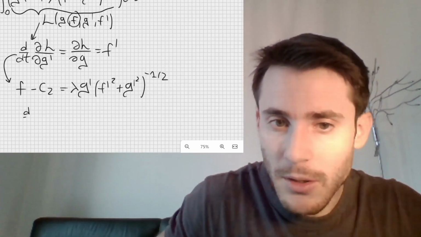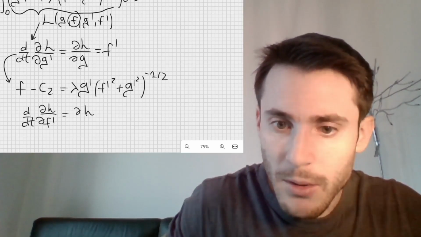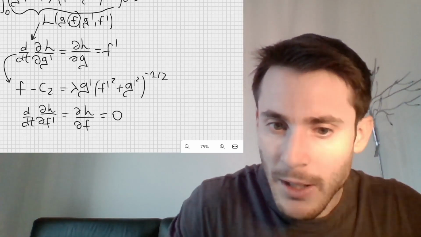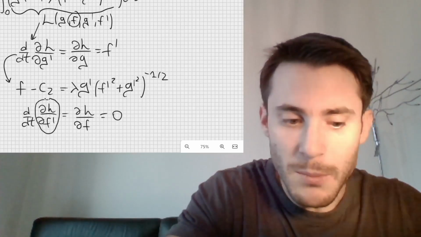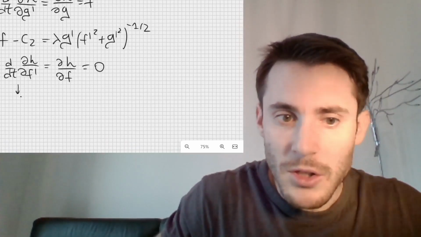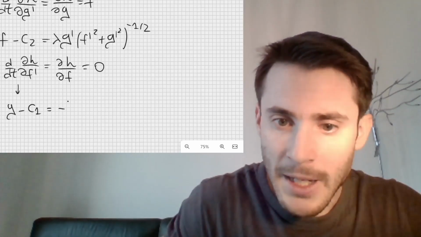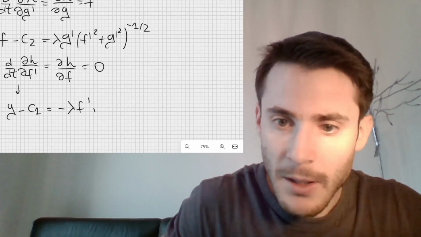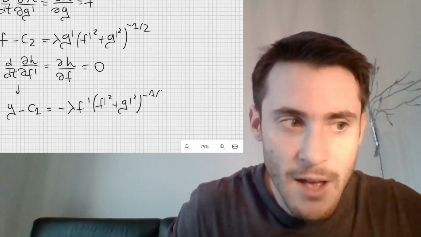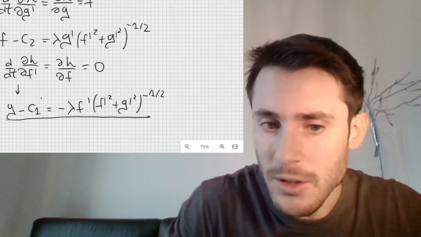Then you have the other equation, d over dt of dl over df prime equal to dl over df. dl over df is equal to 0, so it means that this derivative here will just be a constant. So you can write the other equation in this form, g minus c1 equal to minus lambda times (f prime squared plus g prime squared) to the power of minus 1/2. C1 is just a constant.